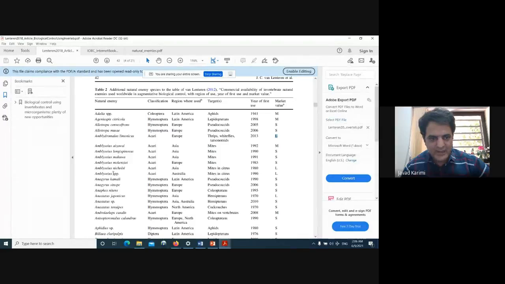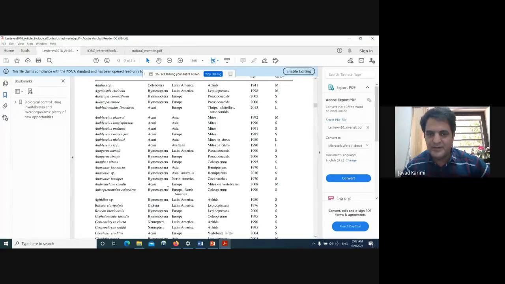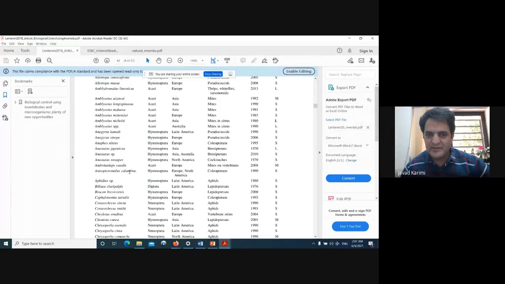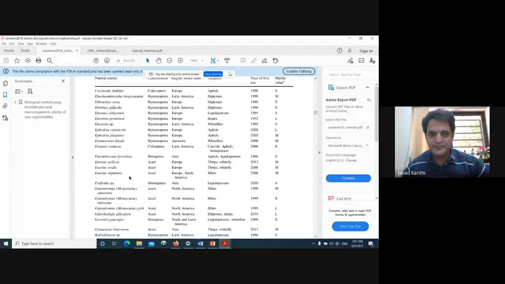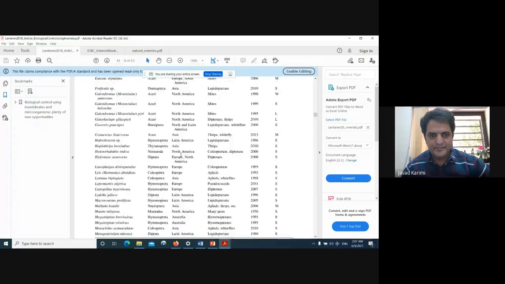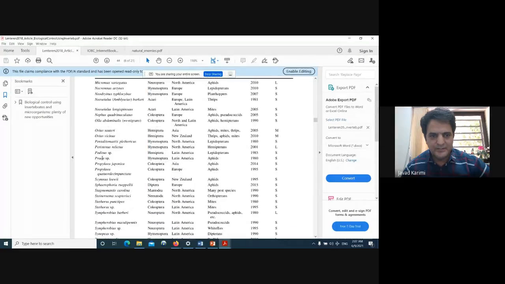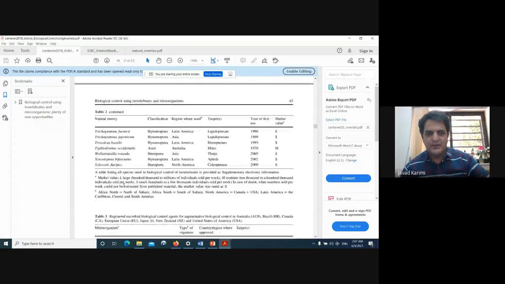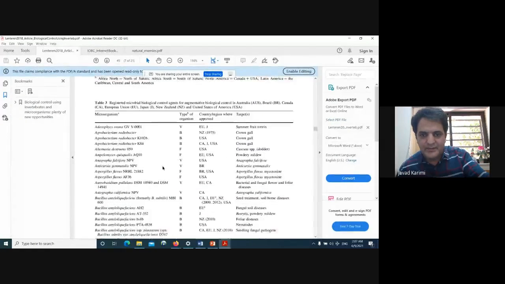Or here you can see Amblyseius. This is a very important mite which is applied in the greenhouse, and citrus, started from 1980 and has a large market. And also another type of natural enemy. You can see different types of natural enemies here. For example, Encarsia here. And also Podisus and so on. You can see the main data here.